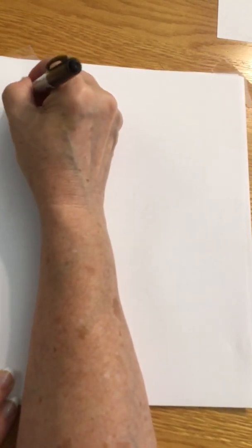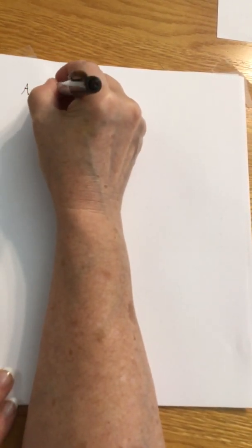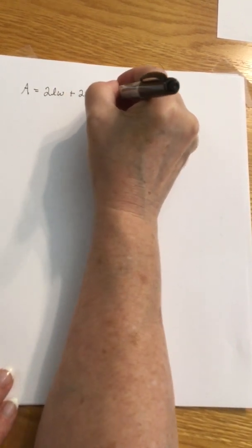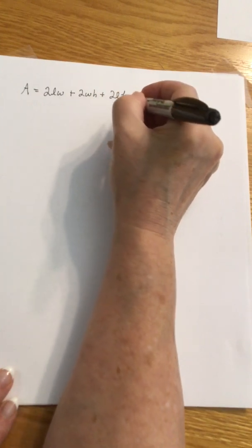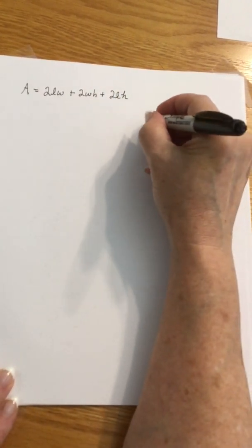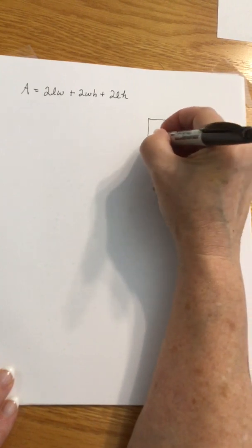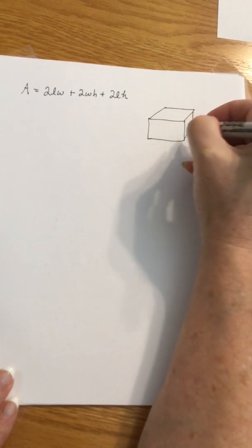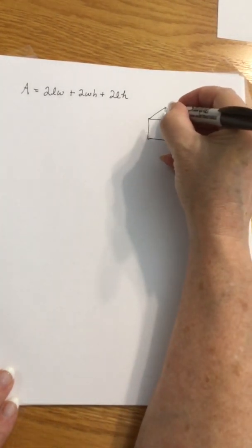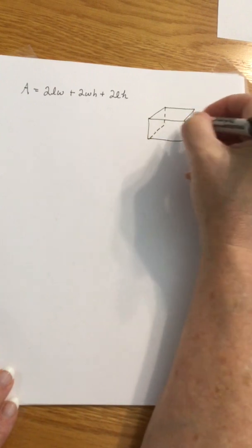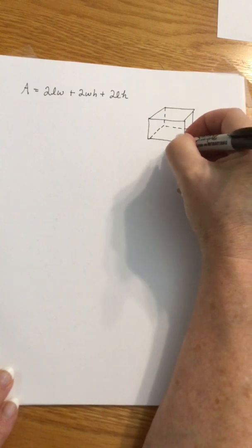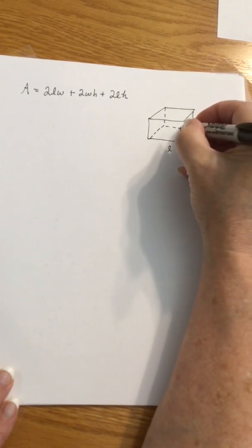Okay, we're going to look at another example. We have A equals 2LW plus 2WH plus 2LH. Now, just as a side note, if I look at a rectangular box, and so I'm going to dot this part in as if it's in the back. So this rectangular box, this would be my length, width, and height.